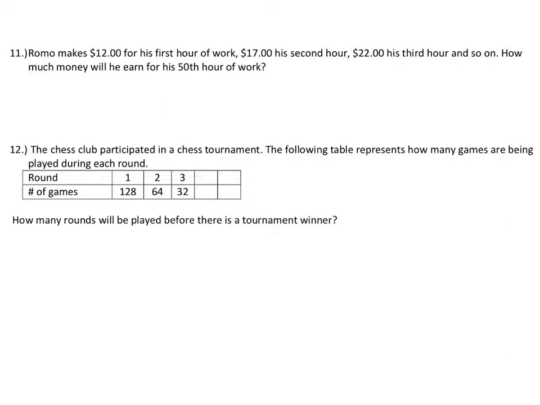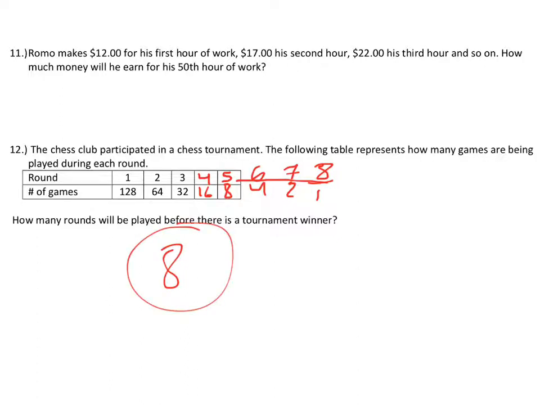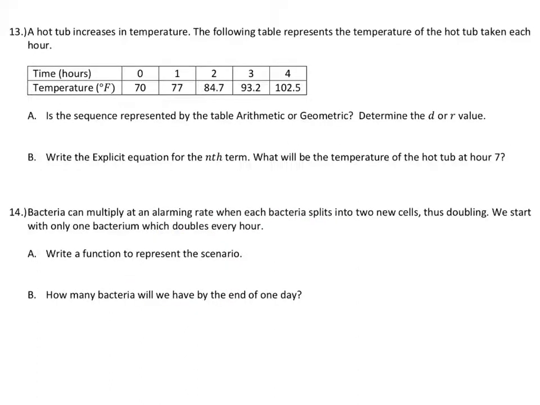Number 12, we got a very prestigious chess club participating in a chess tournament, and it represents how many games are being played during each round. I'm noticing a pattern right away that it's just dividing by 2 each time. This one doesn't tell me to write a function, so I'm not going to, because, well, I'm lazy. You can just figure it out by going on. 6 rounds, 7 rounds, there's only 2. 8 rounds, you get 1. So it's going to be 8. Ta-da! That's number 12.